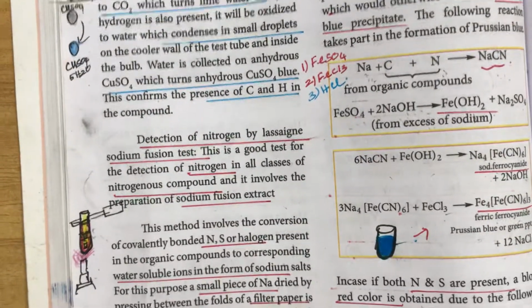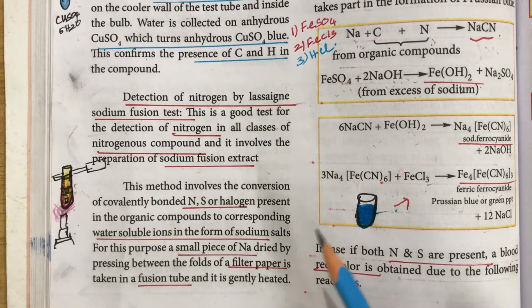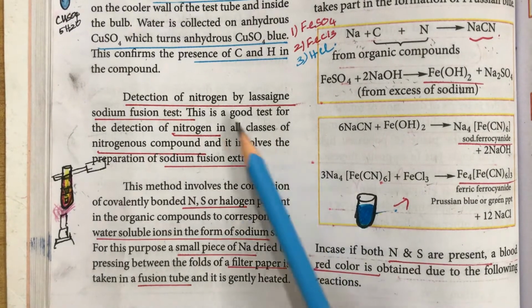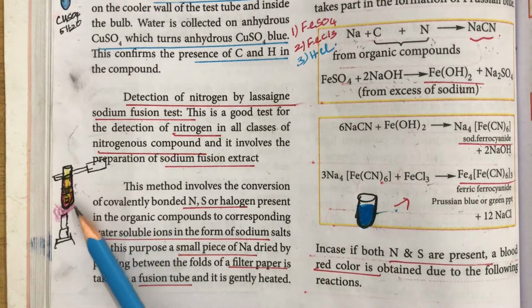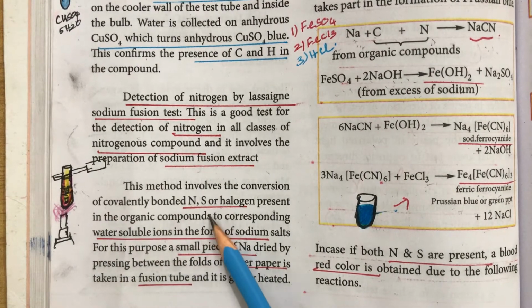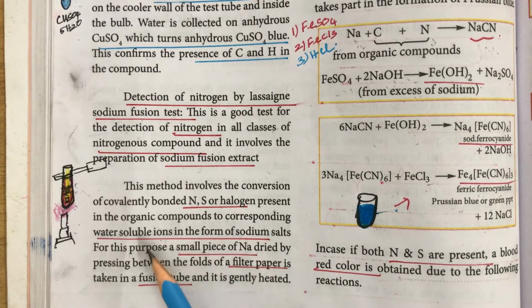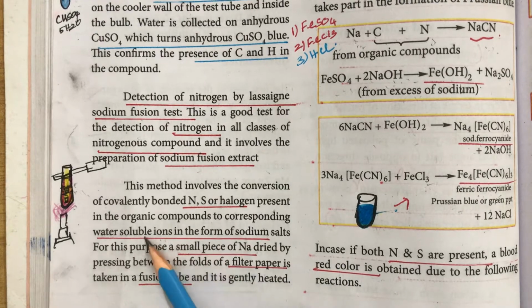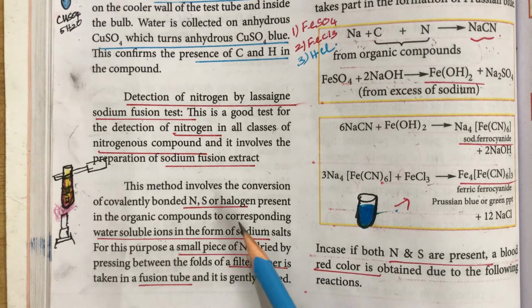The next one is to identify nitrogen, sulfur and halogen in an organic compound. We have to prepare the sodium fusion extract, or Lassaigne's sodium fusion test. The reason for preparing the sodium fusion extract is that the nitrogen, sulfur and halogen present in an organic compound are converted into ionizable sodium salts. Thereby it is easy to identify those elements in that form.